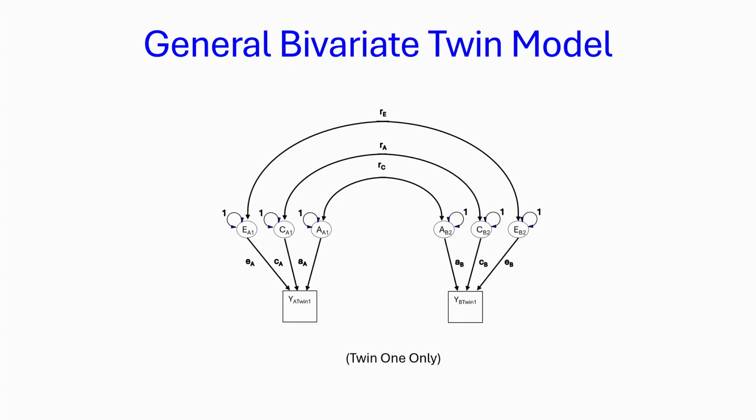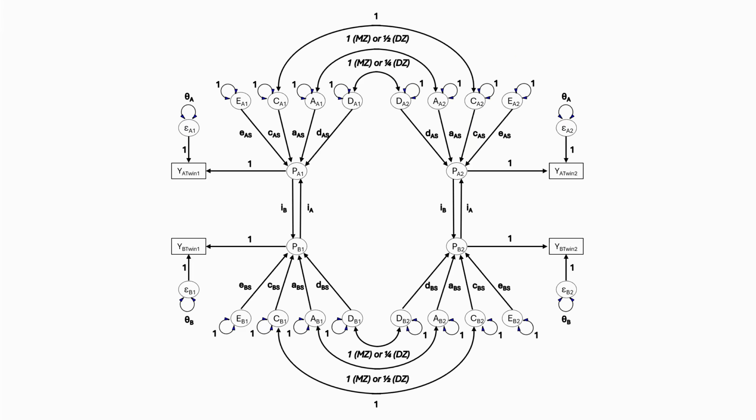In this case, 3 path coefficients, or variance components, for variable YA, 3 path coefficients for variable YB, and 3 correlations across the latent factors. However, we can also model whether the covariance between our 2 observed variables is entirely a result of causal processes. This is where the direction of causation twin model comes in.